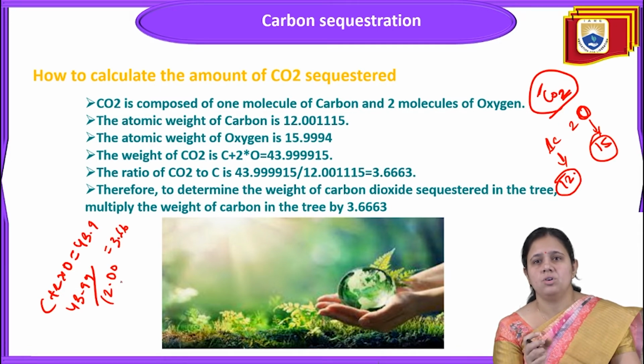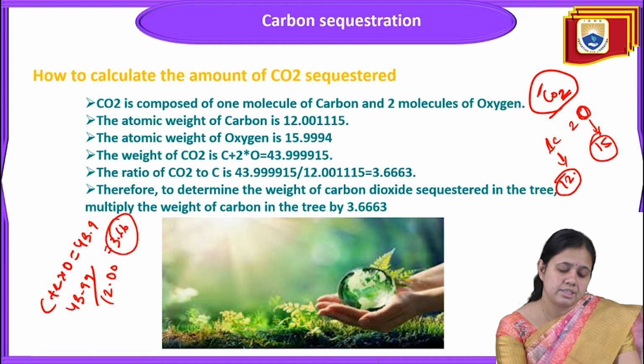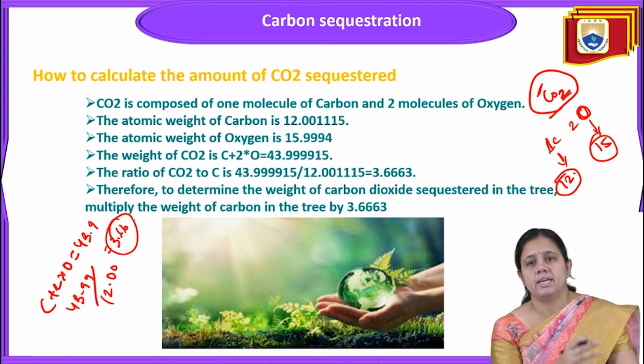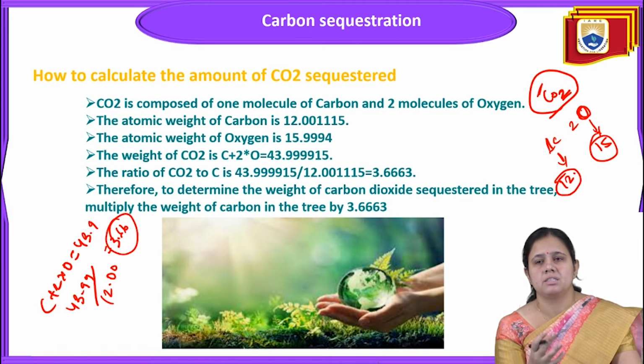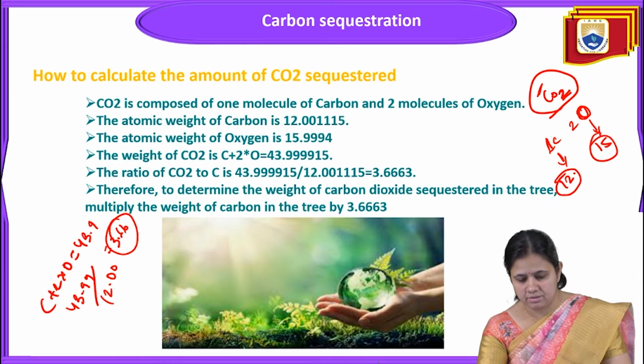Therefore, to determine the weight of carbon dioxide sequestered in a tree, multiply the weight of carbon in the tree by 3.663. In this way, we can understand how much carbon is sequestered inside the plant, inside its biomass. So this is a good method to mitigate global warming, because carbon dioxide is mainly responsible for global warming.